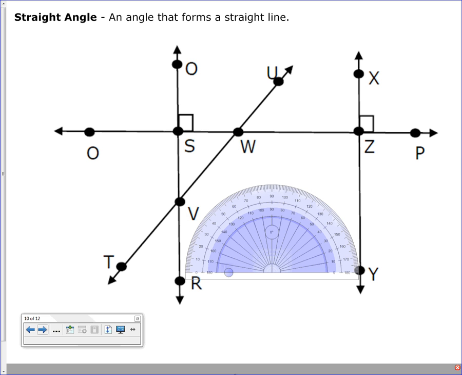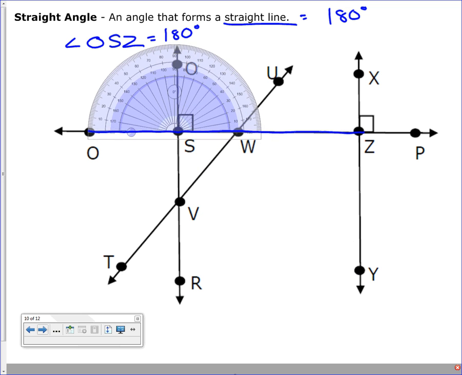A straight angle is just that. It is a straight line. These are equal to 180 degrees, just in case you're curious. Not 180.01, not 179.9, 180 degrees. Straight line. So angle OSZ, O to S to Z, is a straight line, and equals 180 degrees. I can show you that. Let's put our vertex on our vertex and line up our baseline. I start from 0, on the outside, not the inside this time, all the way to the other side, and yep, 180 degrees. Perfect.